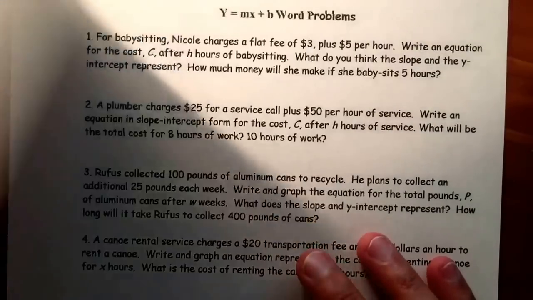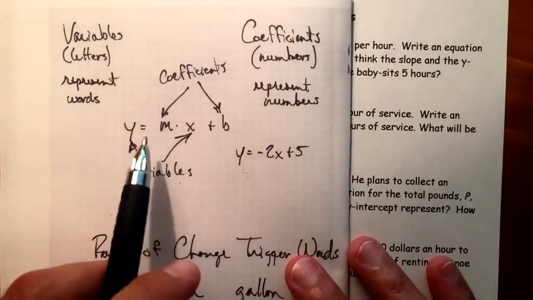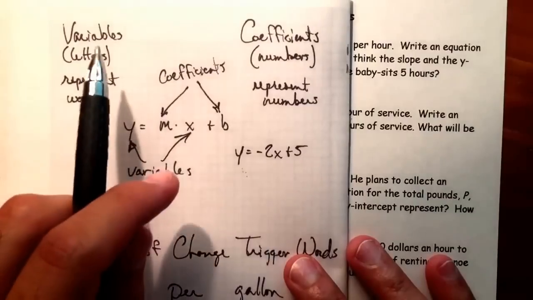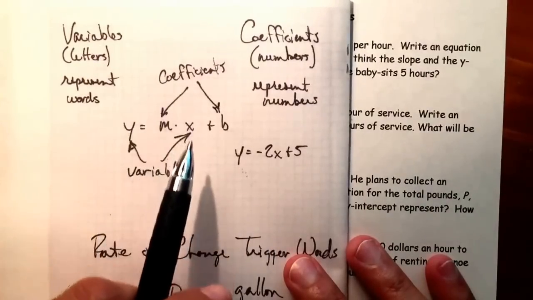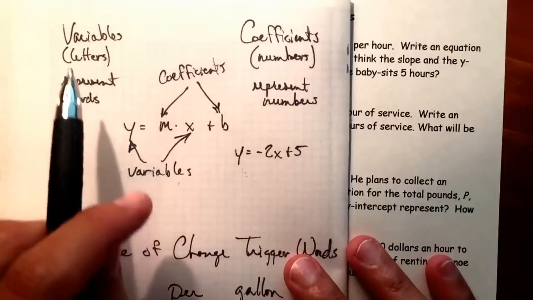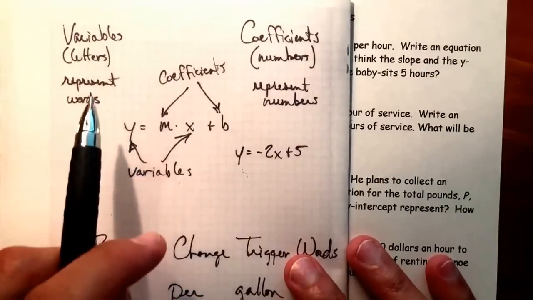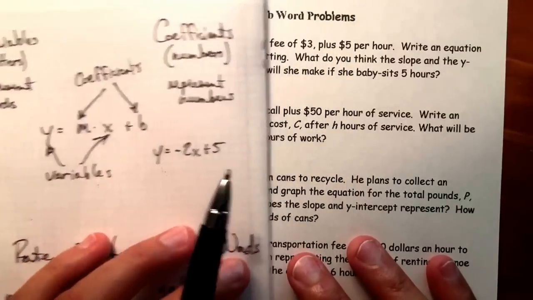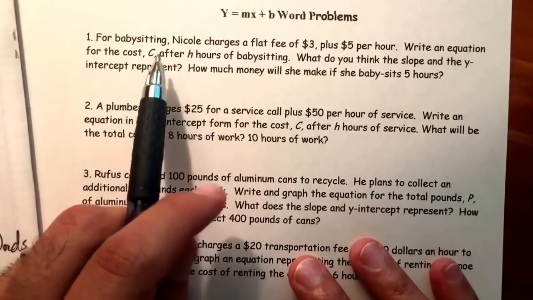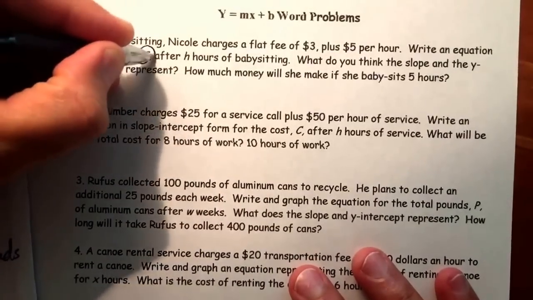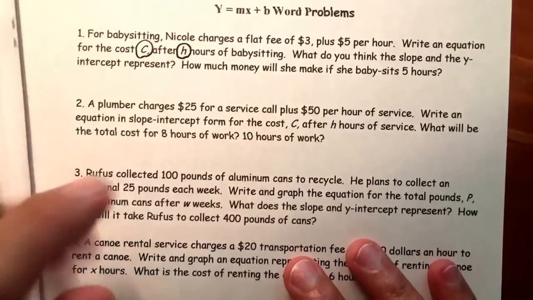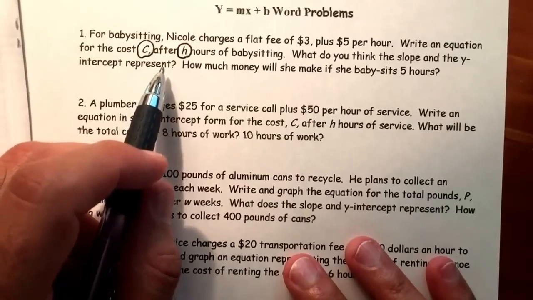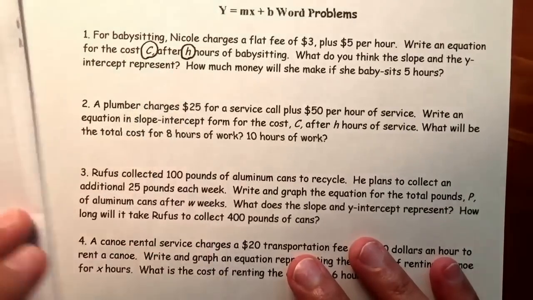So let's take a look at the back of our notes and at this part right here. This is slope-intercept form: y equals m times x plus b. Variables are letters, y and x, your independent variable and your dependent variable. In the word problem, the variables are represented by words. Let's see if there are any words or letters in our problem that are given to us. In fact, right here we have C, and here we have H. So these two are our variables. One of these is the independent variable, one is the dependent variable. We're going to have to figure that out in just a moment.